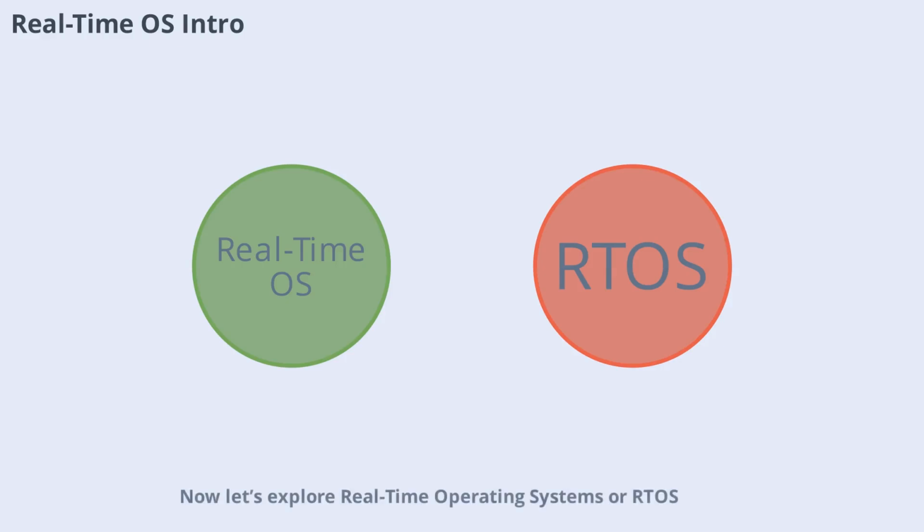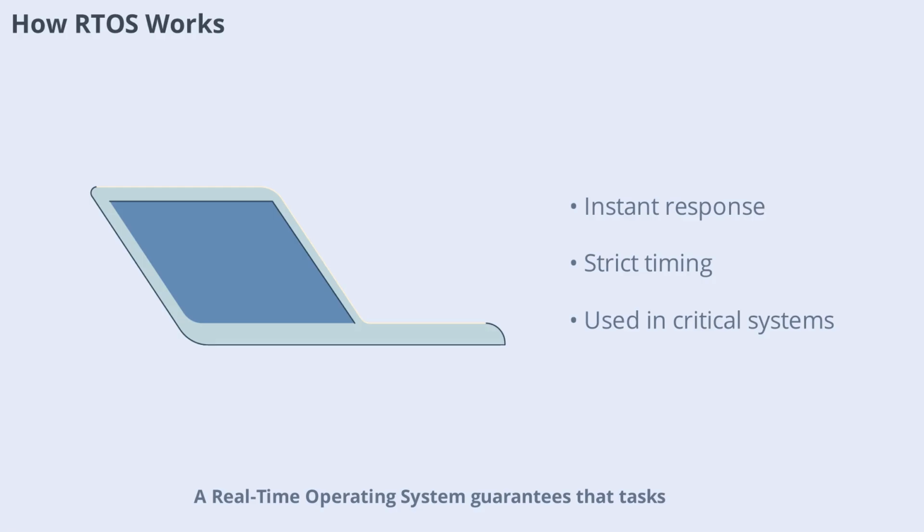Now, let's explore real-time operating systems, or RTOS. These systems are designed to process data and respond to inputs instantly, often within milliseconds. Real-time OSs are used in environments where timing is critical, such as medical devices, robotics, and air traffic control. A real-time operating system guarantees that tasks are completed within a specific time frame. For example, in a robotic arm used in manufacturing, the OS must respond to sensor data immediately to ensure precise movements. Any delay could result in errors or even accidents.